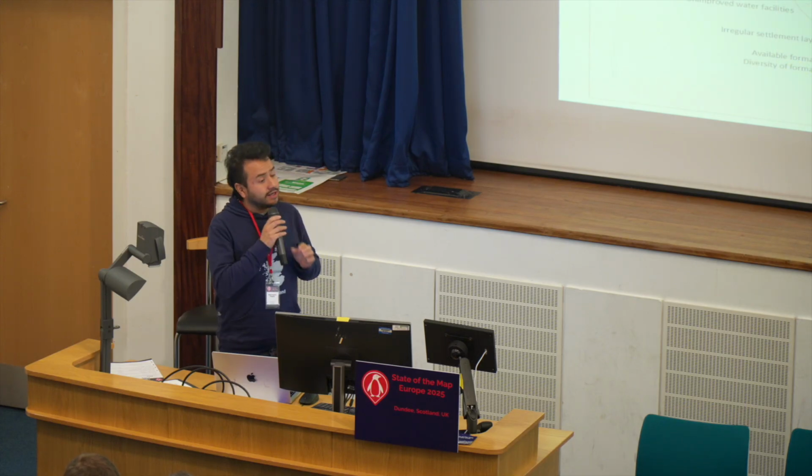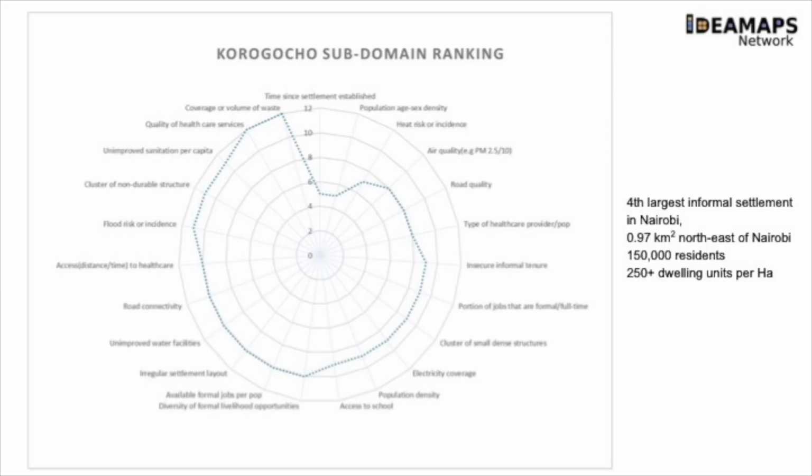Here I brought one small example of an area in Nairobi. This area is called Korogocho. This is the fourth largest informal settlement in Nairobi.